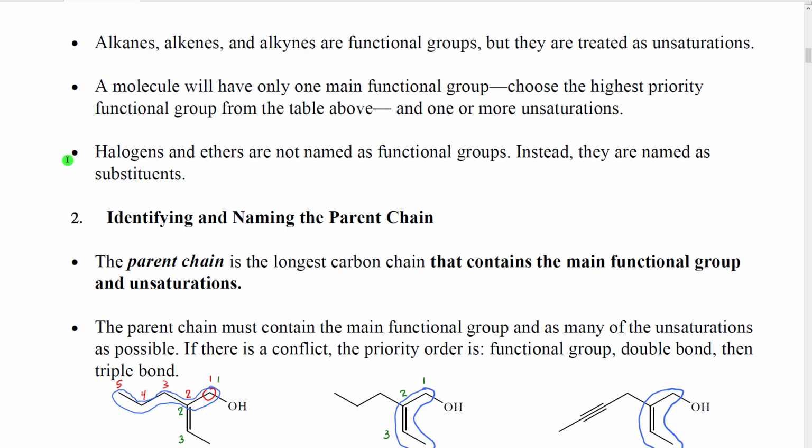It should be noted also that halogens and ethers, which are technically called functional groups, are not named as functional groups. Instead, we're going to name those as substituents, and we will discuss that later.